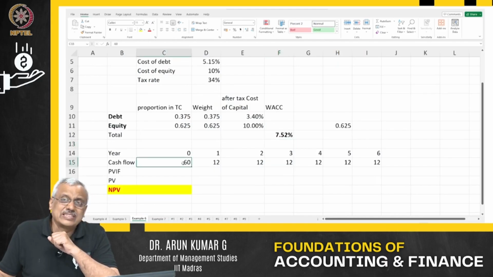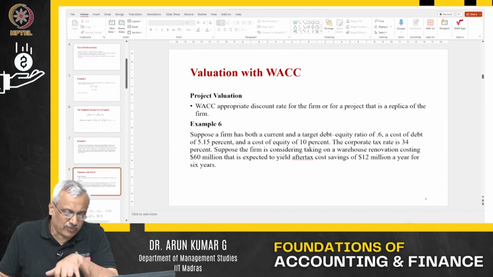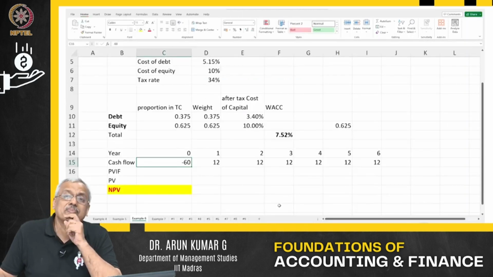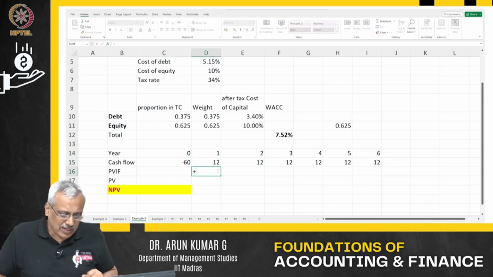A negative cash flow of about 60 million has gone out there. That is, there is an investment of 60 million which has gone out. Every year I am going to get 12 million for the next 6 years. Now what is the present value of this 12 million I am going to get?